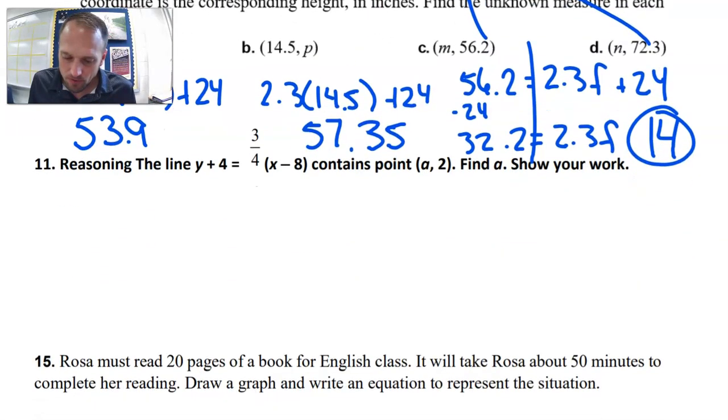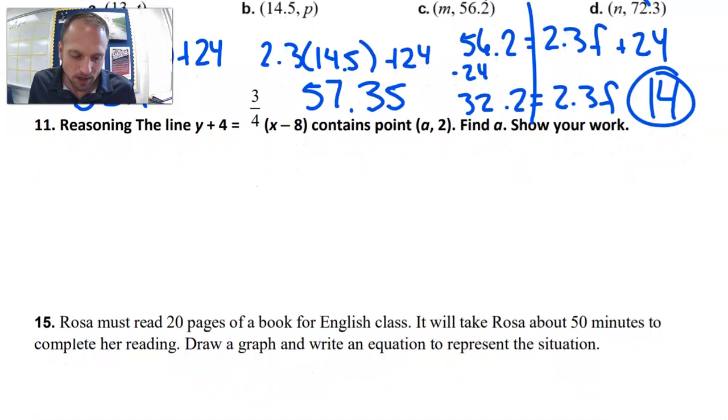Okay, let's look at the next one. I really am a big fan of number 11. I love this problem. Reasoning. The line y plus 4 equals 3/4 times x minus 8 contains the point A, 2. Find A. Well, okay, so as I look at this, the point A, 2, we know that that's an x and a y, right? So A is our x and 2 is our y. So let's just go ahead and sub that in.